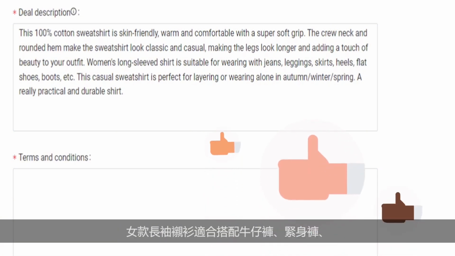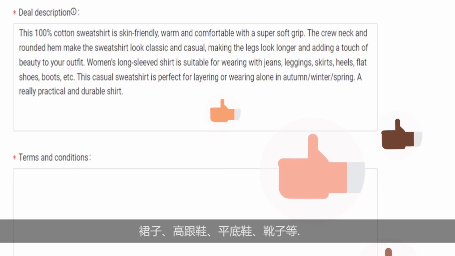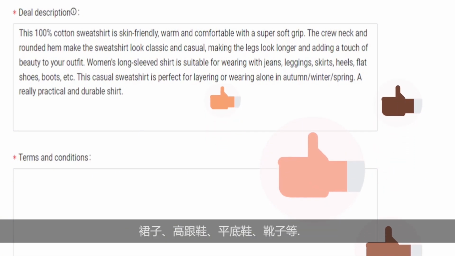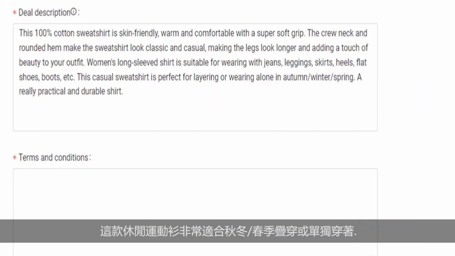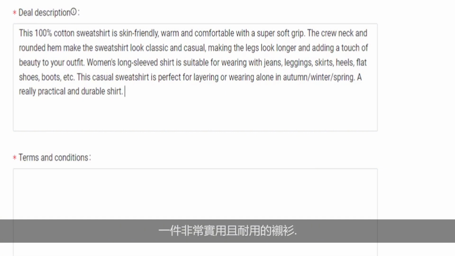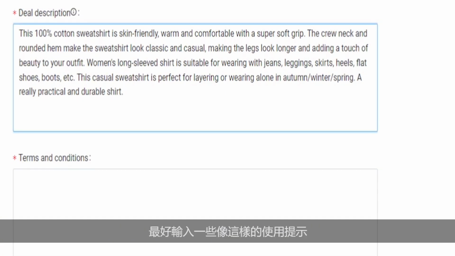Women's long-sleeve shirt is suitable for wearing with jeans, leggings, skirts, heels, flat shoes, boots, etc. This casual sweatshirt is perfect for layering or wearing alone in autumn, winter, or spring. A really practical and durable shirt. It's a good idea to enter some tips for usage like these.